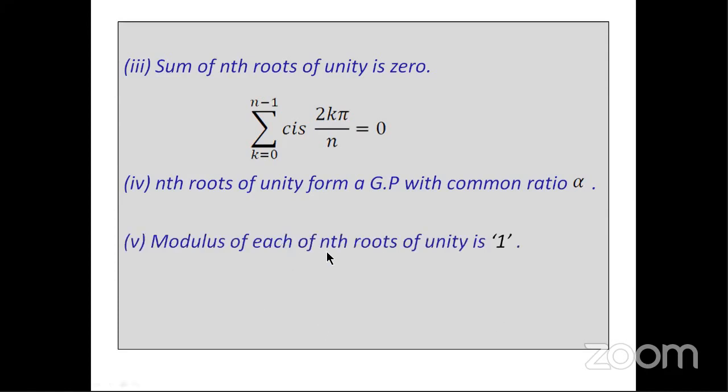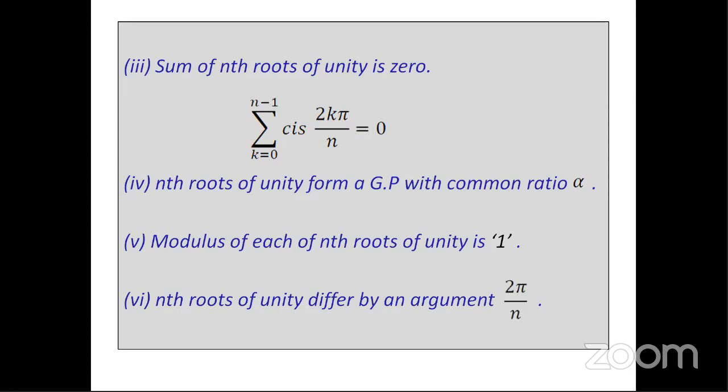Then the modulus of each of the nth roots of unity is 1. Whatever nth root you are getting for unity, for every nth root when you take the modulus, it is always 1. And the last conclusion we will see here is that nth roots of unity differ by an argument 2 pi by n. That means the difference of angle from one value to the other is given by 2 pi by n. Based on these conclusions of nth roots of a complex number, children, we will see a few problems.